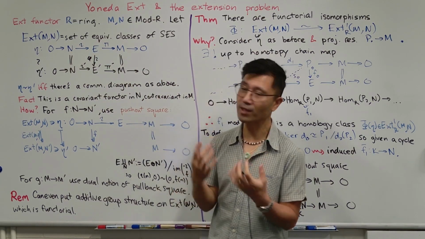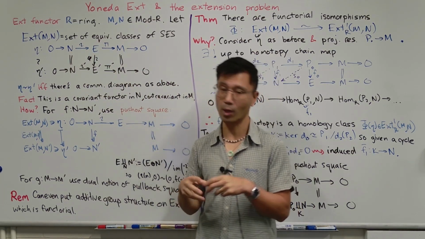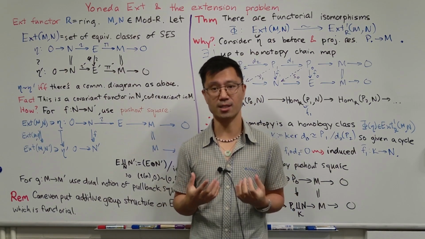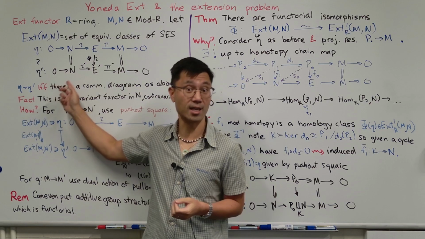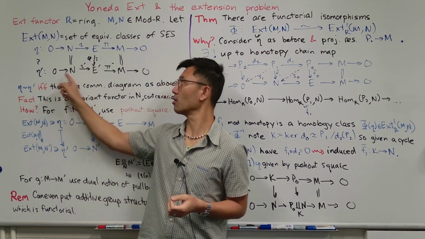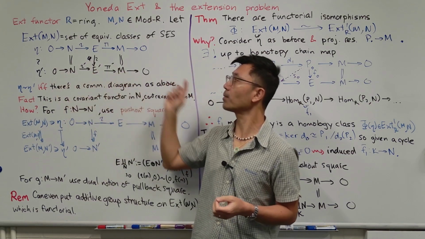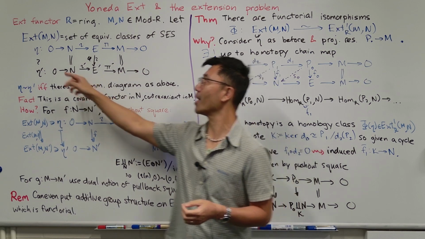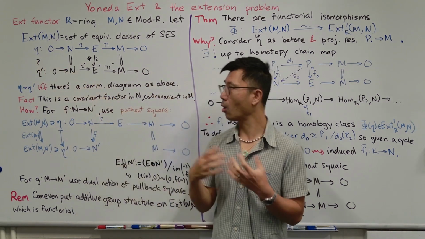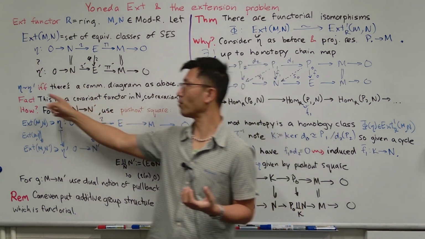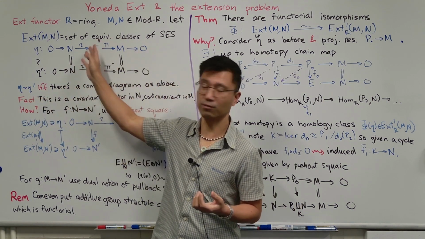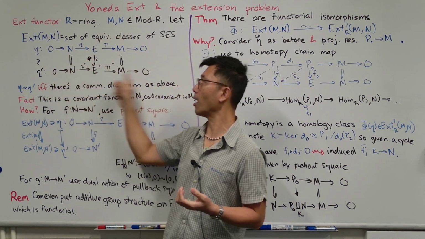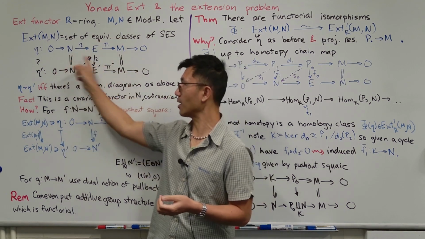So you can have all sorts of such short exact sequences, and what we want to do is look at equivalence classes of them. So we have to say when are two such short exact sequences equivalent. Let's suppose we have another such short exact sequence, eta prime, 0 to N to E prime to M. When is eta prime equivalent to eta? Well, the definition is that eta is equivalent to eta prime if and only if we can make a commutative diagram between these two short exact sequences in the following manner.